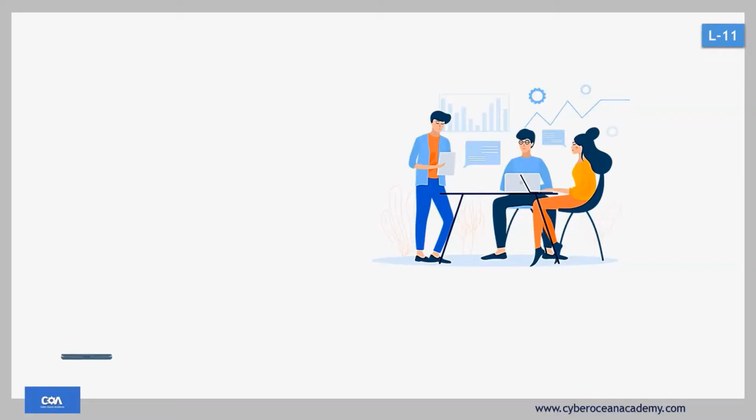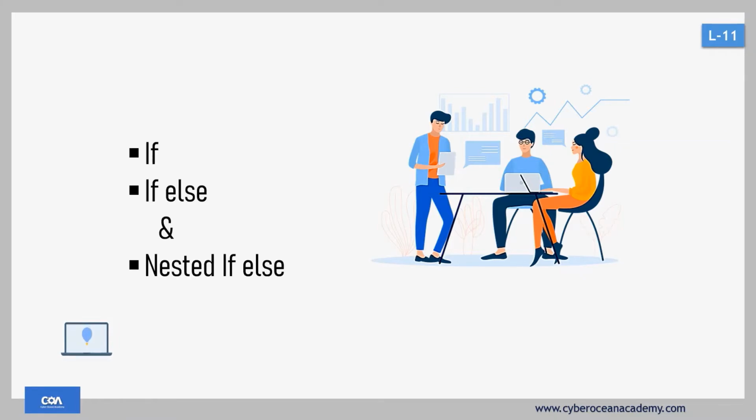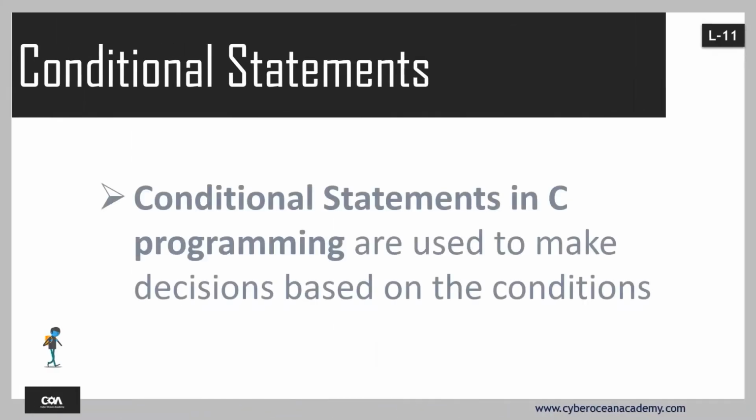Programming. This is lecture 11, and today's topic we're going to talk about conditional statements like if, if else, and nested if else. So let's first talk about what is a conditional statement. Basically, conditional statements in C programming are used to make decisions based on conditions. You make decisions on the basis of those conditions.